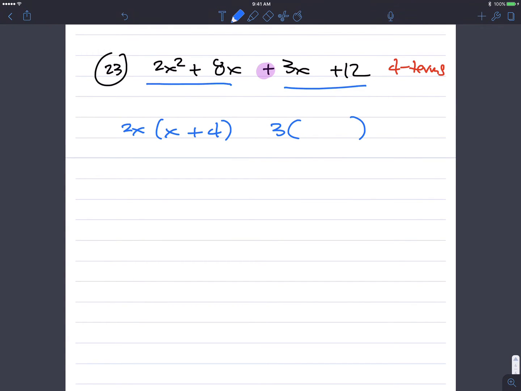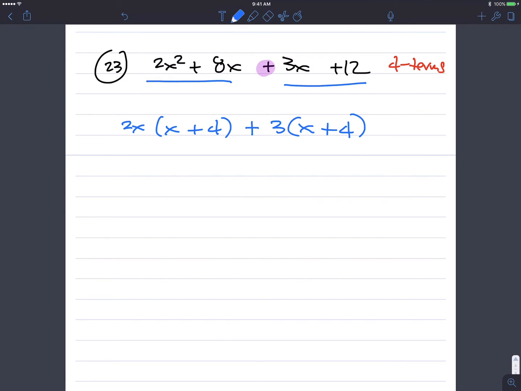What's your quotient? x plus 4. What sign is between the two? Addition. Do you have anything common? You guys see anything that's common? You see the x plus 4, so you're going to get 2x plus 3 times x plus 4. And there you go.